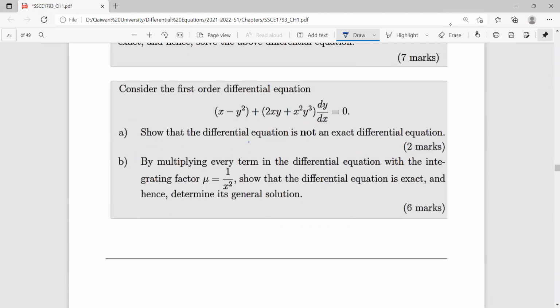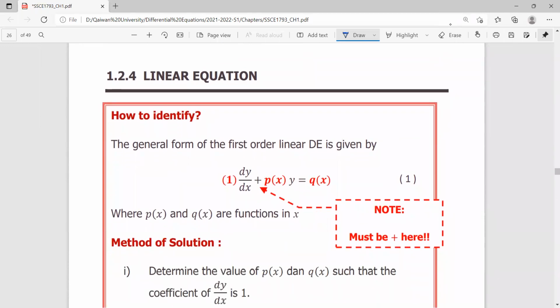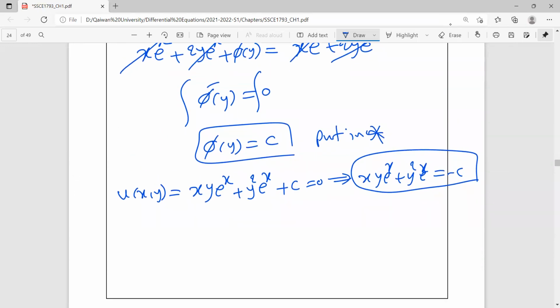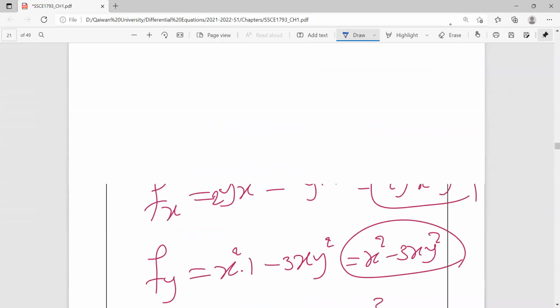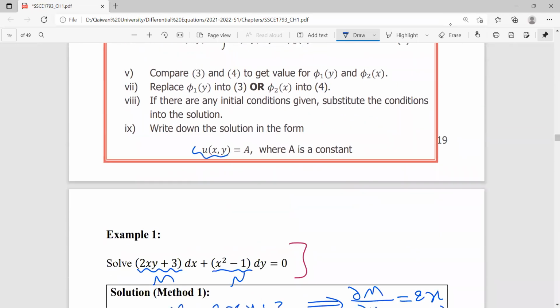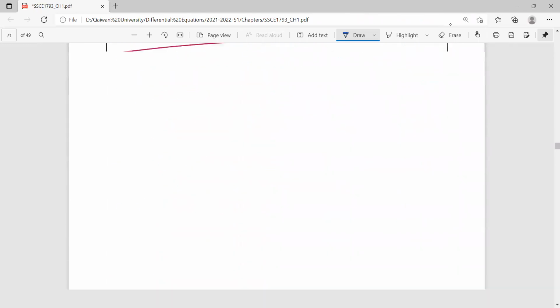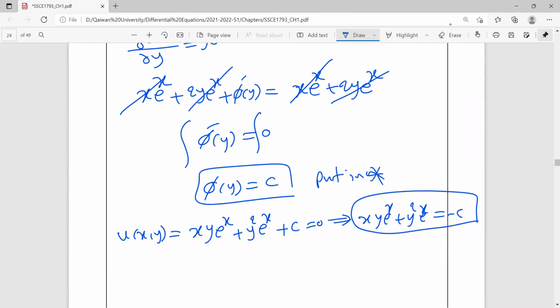Now we have some questions of past here. Then we have linear equation. For this one, you can leave it like this here. You even can leave it like this. Let's check, as it's written here in the method. It says that u of xy equals a, where a is a constant, so that's why we equal this to c. This u of xy equals c.